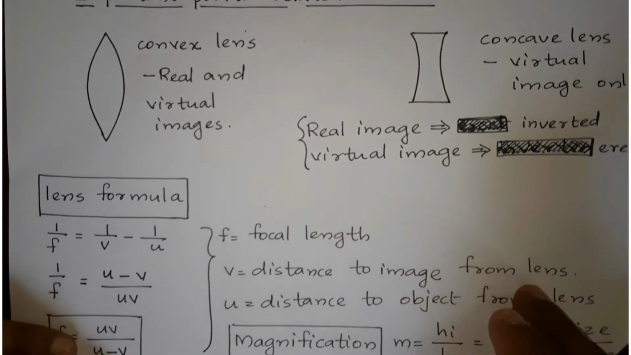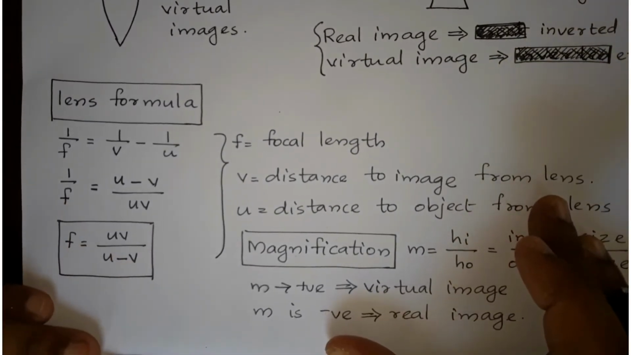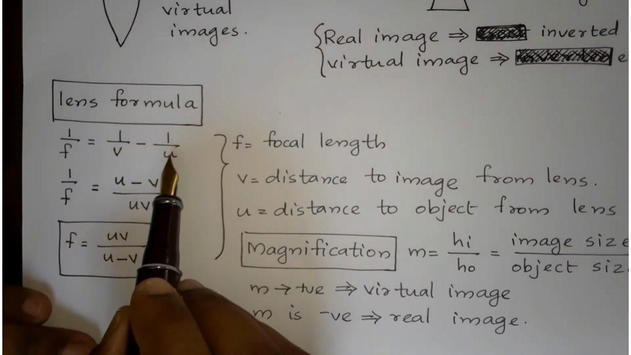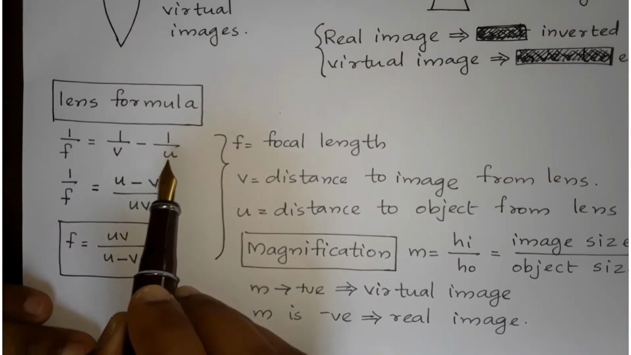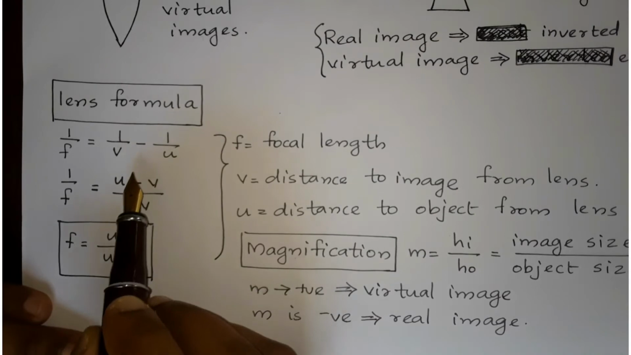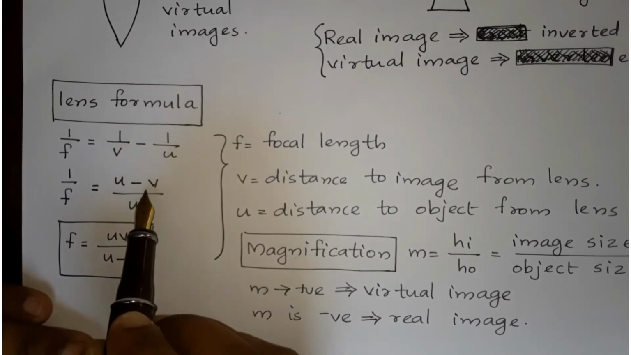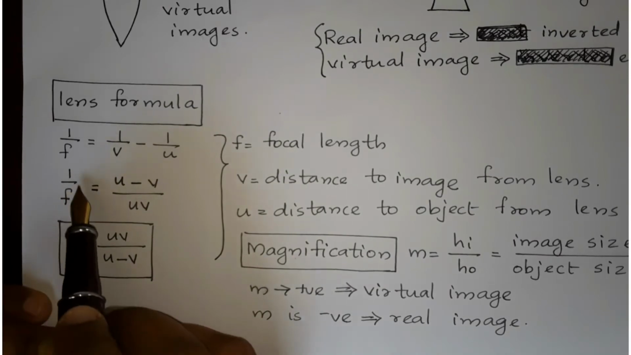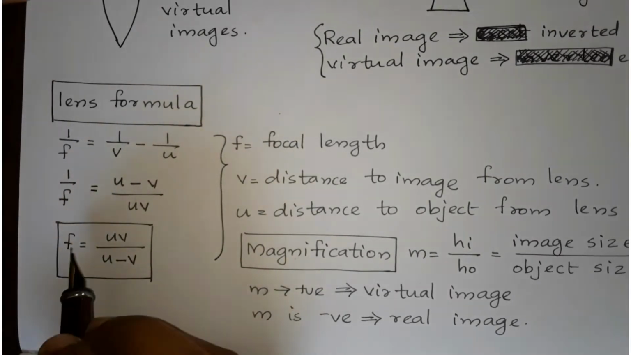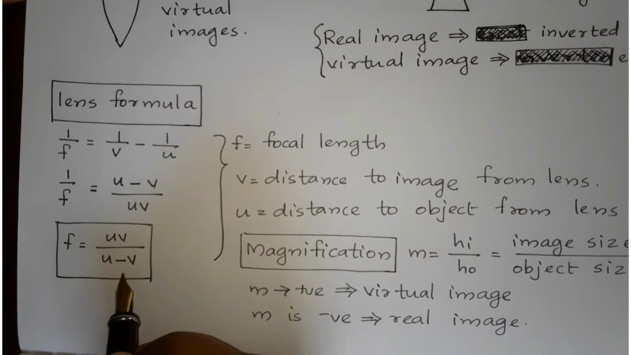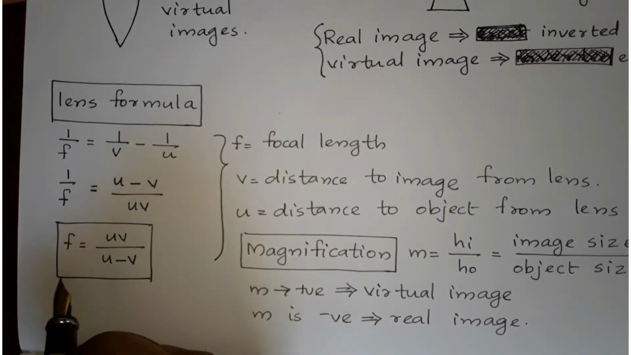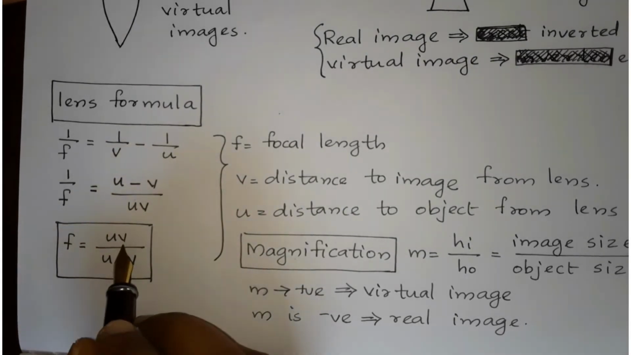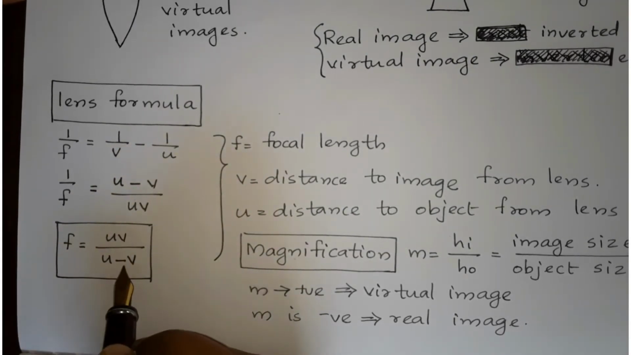Okay. Next important point is lens formula. 1 by f is equal to 1 by v minus 1 by u. If we do cross multiplication here, what we will get? (u minus v) by uv. That is 1 by f. If we take again the reciprocal here, what we will get? f is equal to uv by (u minus v). So for applying this lens formula for problems and all, we will use this formula: f is equal to uv by (u minus v) for lens.